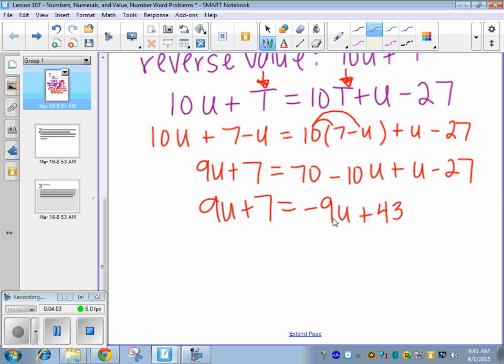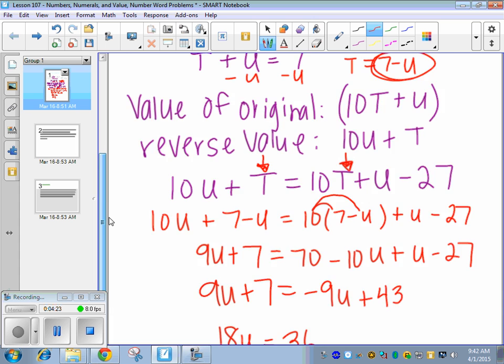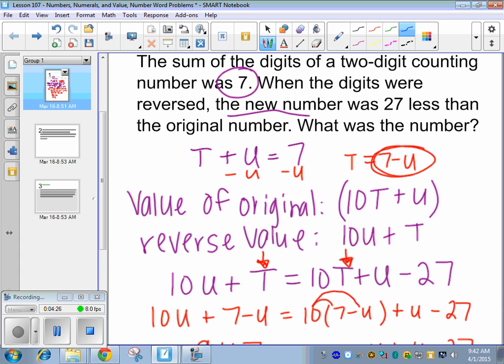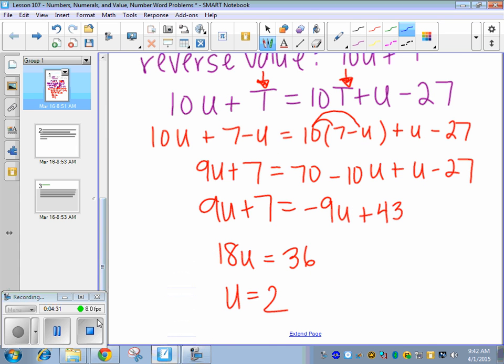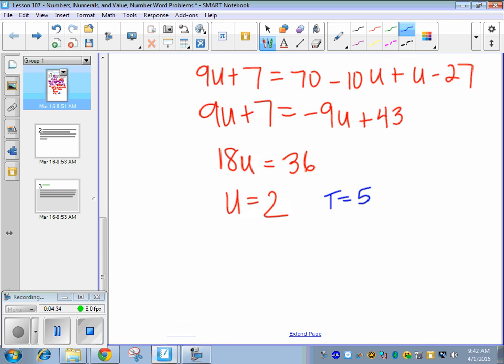Let's get all of our u's on one side, so I'm going to add 9u over to this side, so we have 18u. And I'm going to subtract 7 over to this side, so we get 36. Divide both sides by 18, and the units digit is 2. Okay? Go back up to your original equation up here. If the units digit is 2, then what is the tens digit? 5. So the tens digit is 5. So that means my number is 52. Tens digit's 5, units digit is 2. The sum of the digits adds to 7.